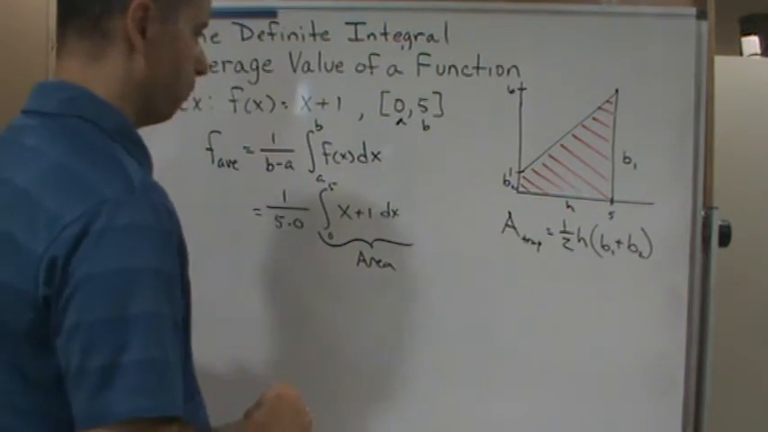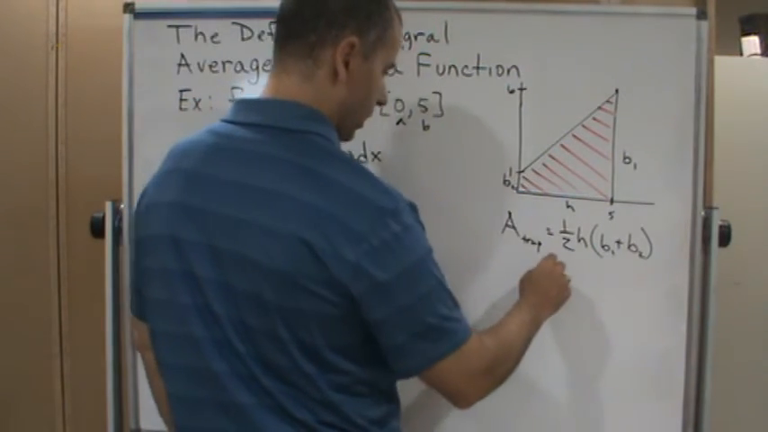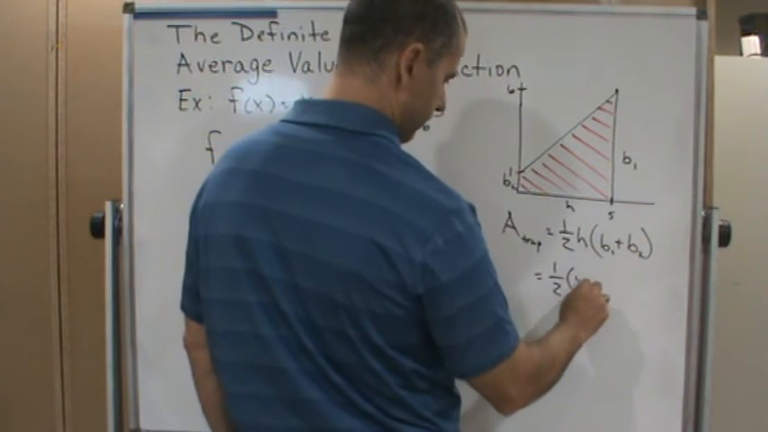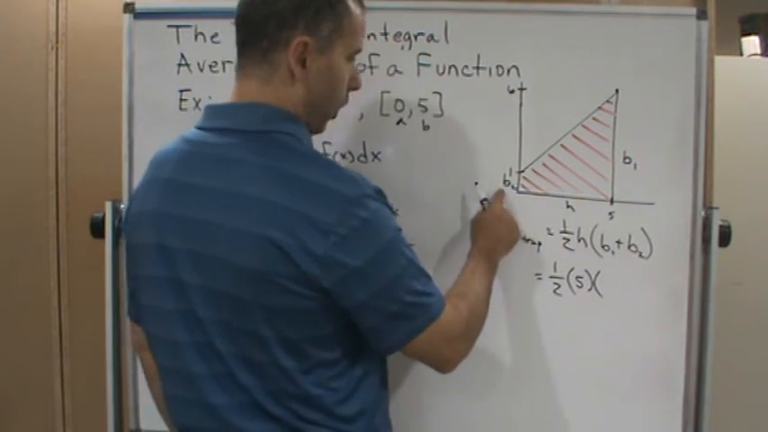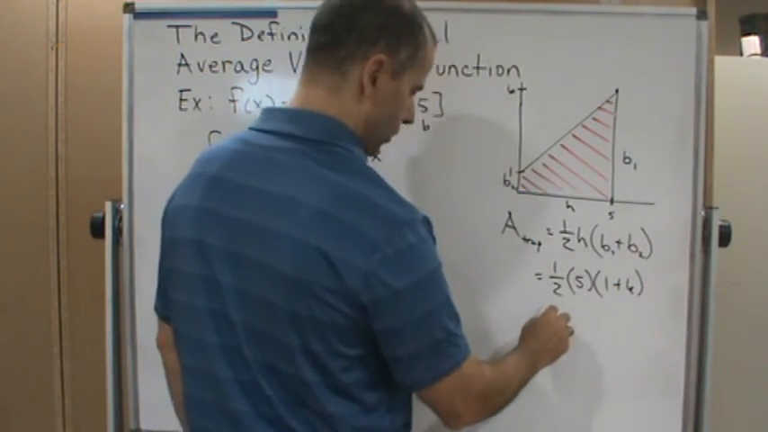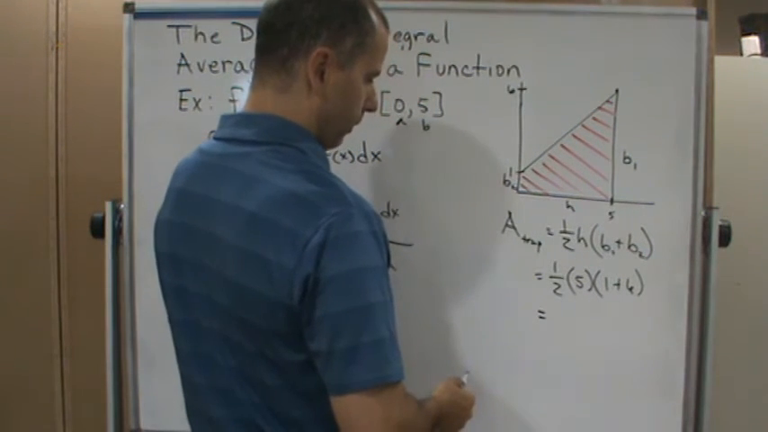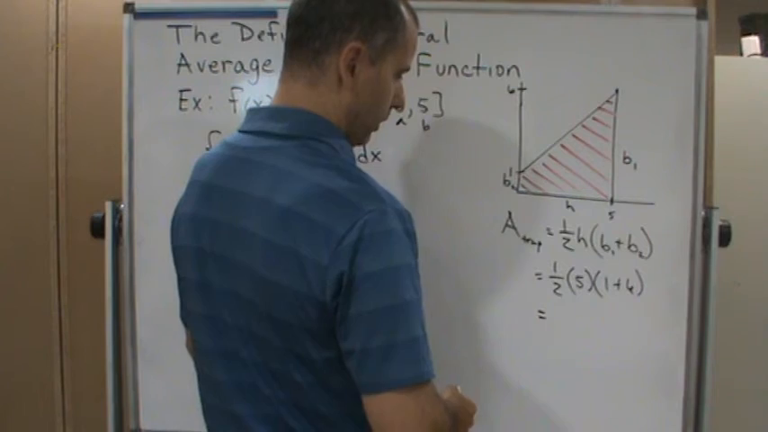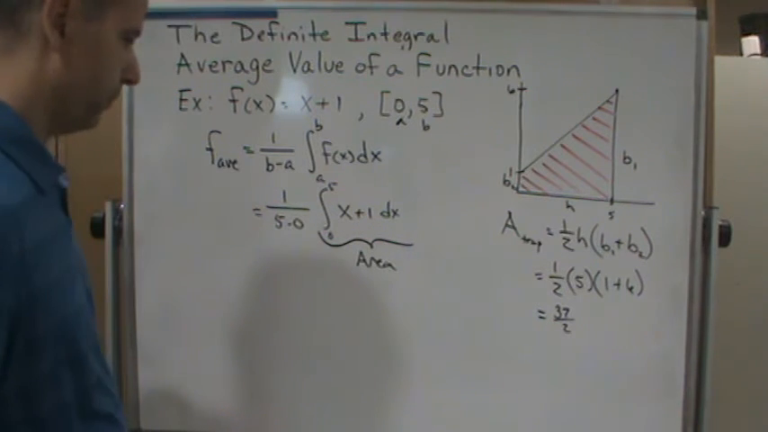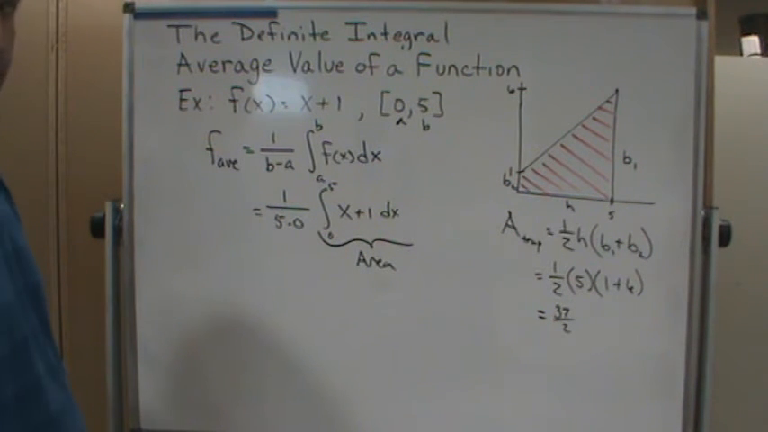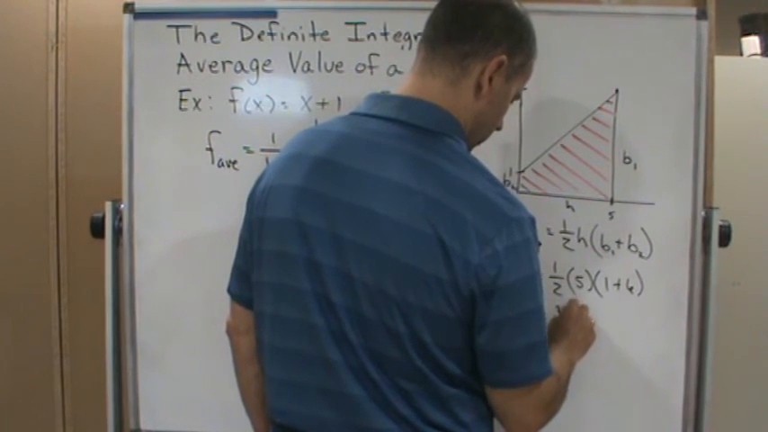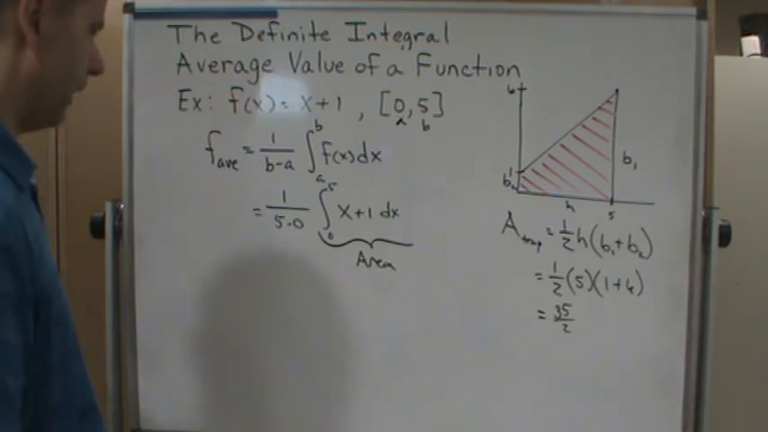Okay, so all we have to do is calculate 1/2. The height in this case is 5. The bases are 1 and 6. And so if we multiply this out, we get what? 5 times 7 is 35, divided by 2. So 37 halves. No, not 37 halves, 35 halves.